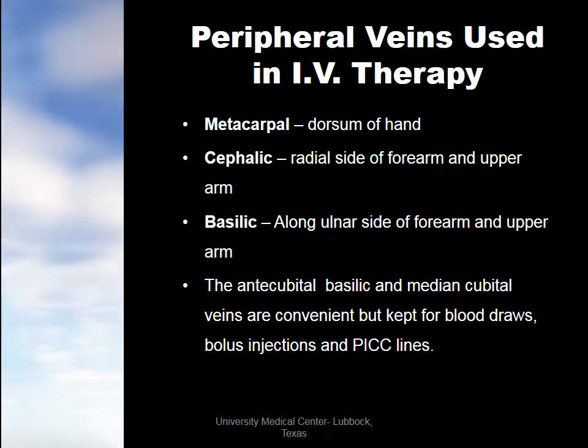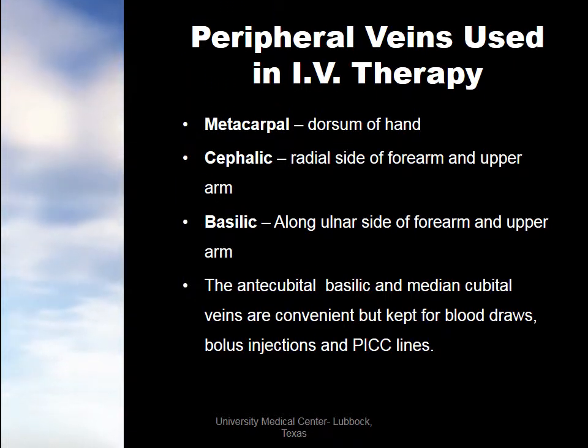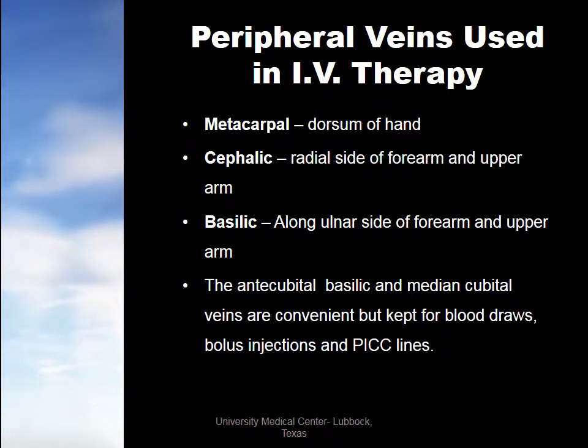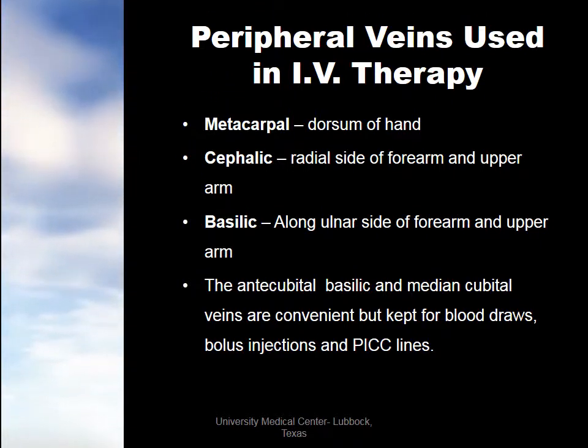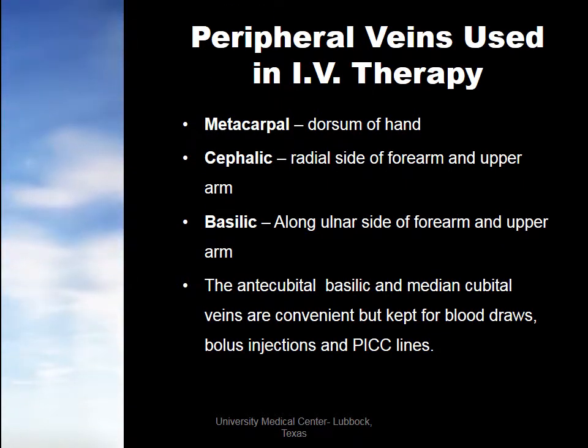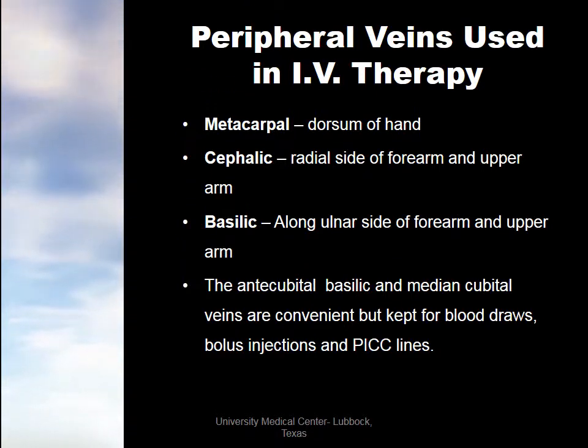Peripheral veins used in IV therapy. Metacarpal is the dorsum of the hand. Cephalic is the radial side of the forearm and upper arm. Basilic runs along the ulnar side of the forearm and upper arm. The antecubital, basilic, and median cubital veins are convenient but kept for blood draws, bolus injections, and PICC lines. The site chosen for venipuncture varies.